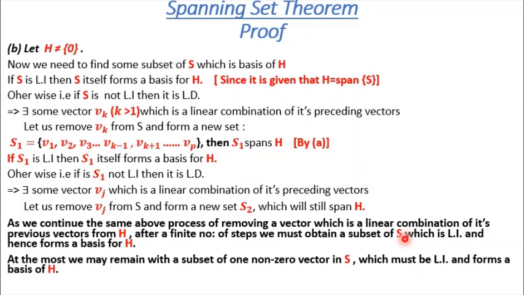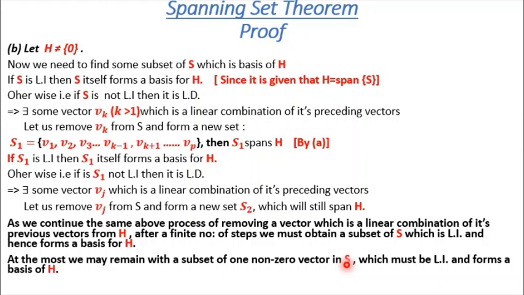Then only one vector in any set, which is a non-zero vector, must be linearly independent. So at the last, after removing all vectors except one vector, you must obtain an LI set, and hence that forms a basis. So that is what we stated here. At the most, we may remain with a subset of one non-zero vector in S.